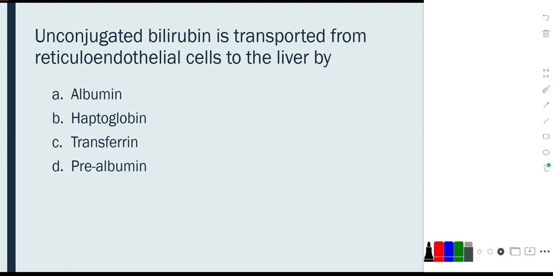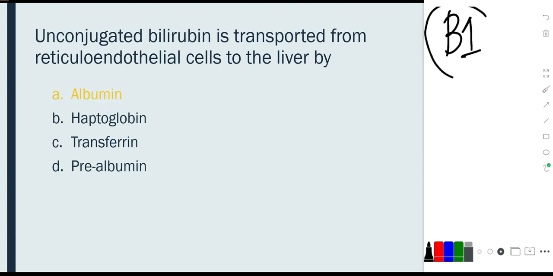Next question. Unconjugated bilirubin is transported from the reticuloendothelial cells to the liver by letter A, albumin, B, haptoglobin, C, transferrin, or letter D, prealbumin. So very easy, your unconjugated bilirubin, or your B1, which is a product of hemoglobin breakdown, will be transported from the reticuloendothelial cells to the liver by your albumin.